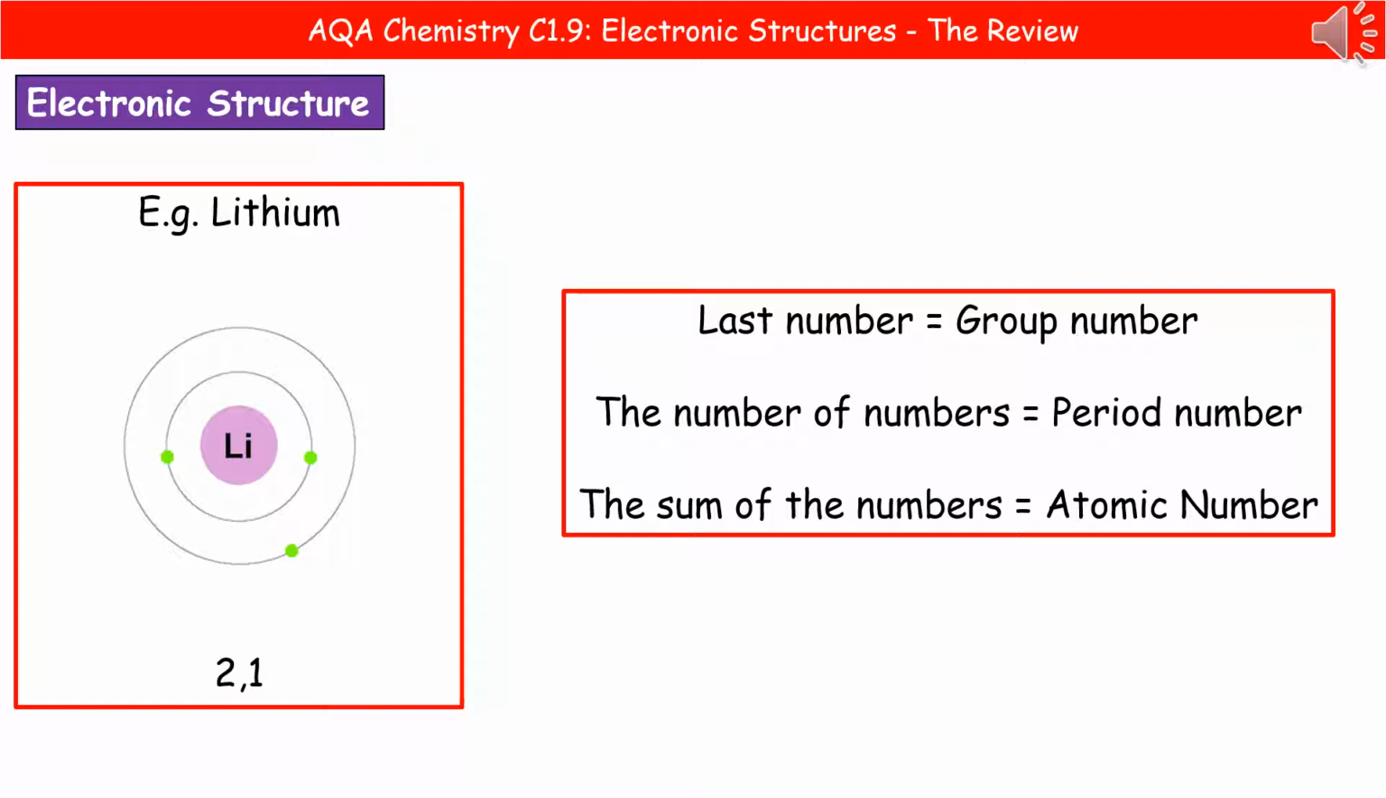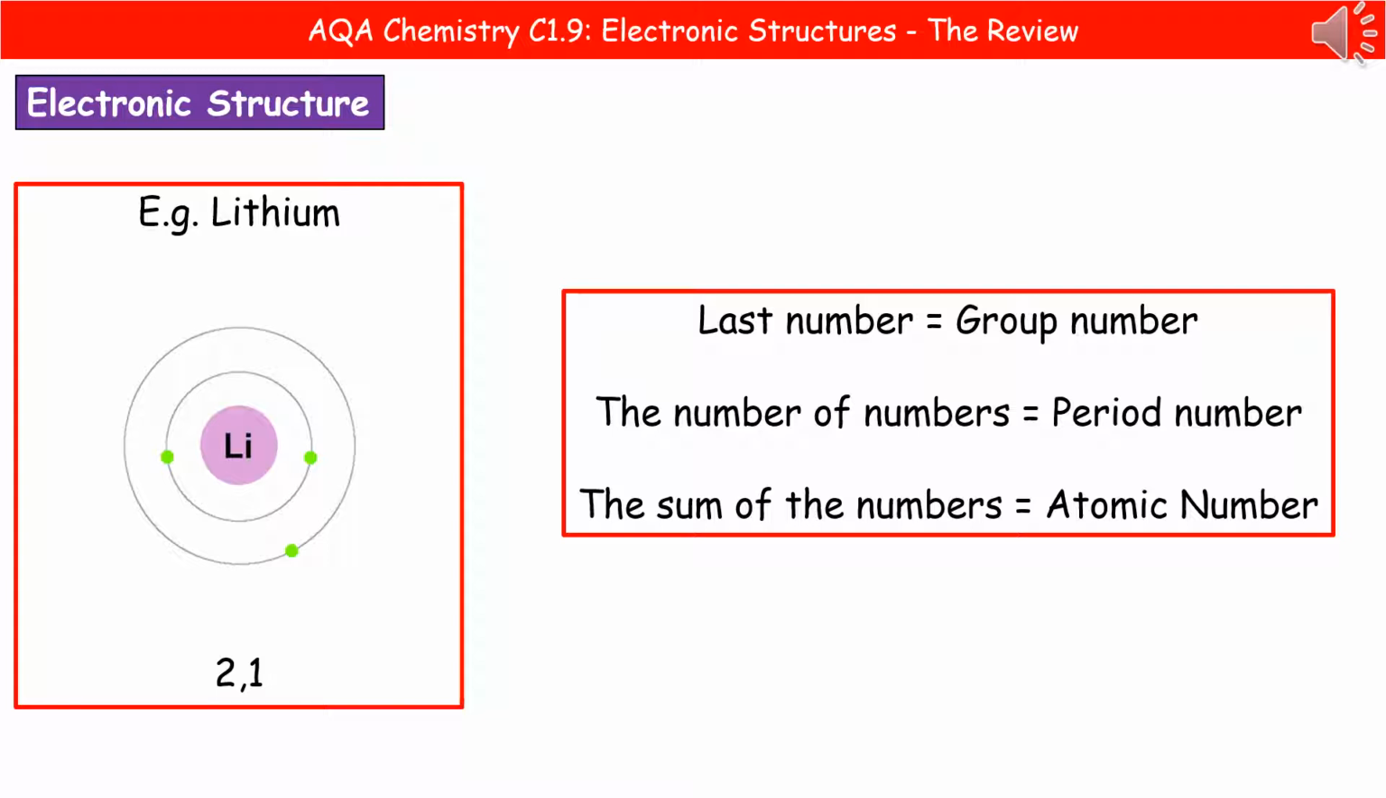However many electrons are on the first shell, write that number, put a comma. However many are on the second shell, write that number, put a comma, and continue until you run out of electrons. Once you have those numbers, it tells you a lot about this chemical. Because what we can deduce just by looking at those numbers is the group number, the period number, and the atomic number. So the group number is just the last number in that line.